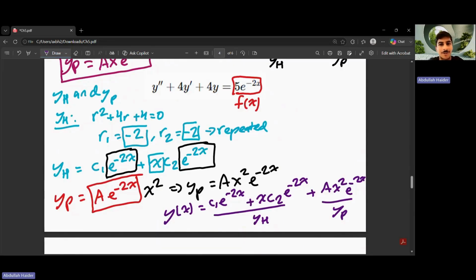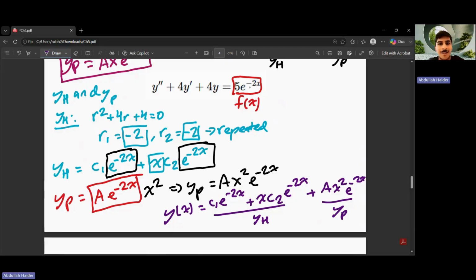There's no zero here. This is f of x. So find yh, which is the auxiliary equation, make it equal to 0. Since this is repeated, our homogeneous solution will be C1 e power negative 2x plus x C2. Why x? Because this is repeated and you cannot have e power negative 2x twice. And then we assume that yp, you make this 5 become an a, and you keep the exponential same.